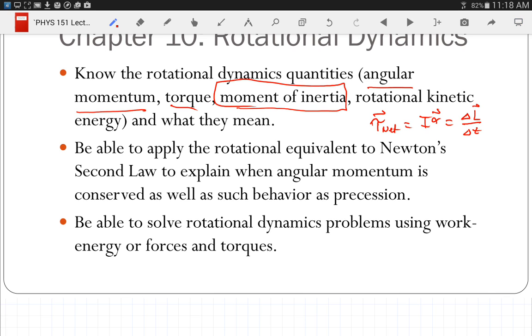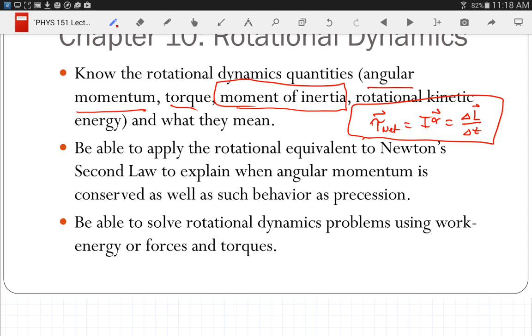You should be able to explain why, for instance, when you lean left on a bicycle, it makes the bicycle tire rotate so that you turn. Why you don't just lean left and fall down onto your left when you lean left. And that's explained with this equation.